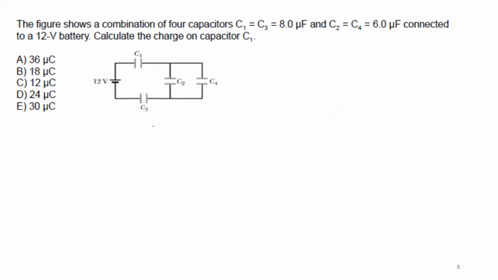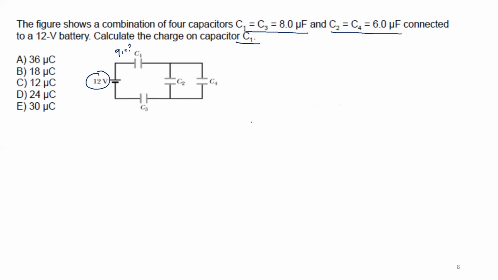So this figure shows a combination of 4 capacitors, C1, C2, and C3, sorry. C1 and C3 are the same, and it's equal to 8 microfarad. And C2 and C4 are the same, it's equal to 6 microfarad, connected to a 12-volt battery. Calculate the charge on capacitor C1. Okay, I want the charge here. Same thing, okay?